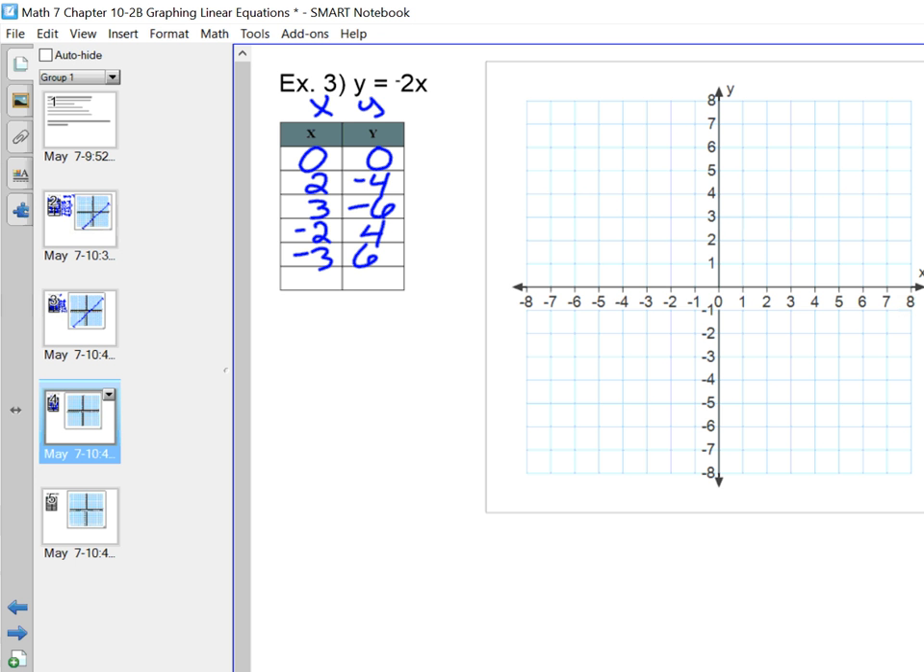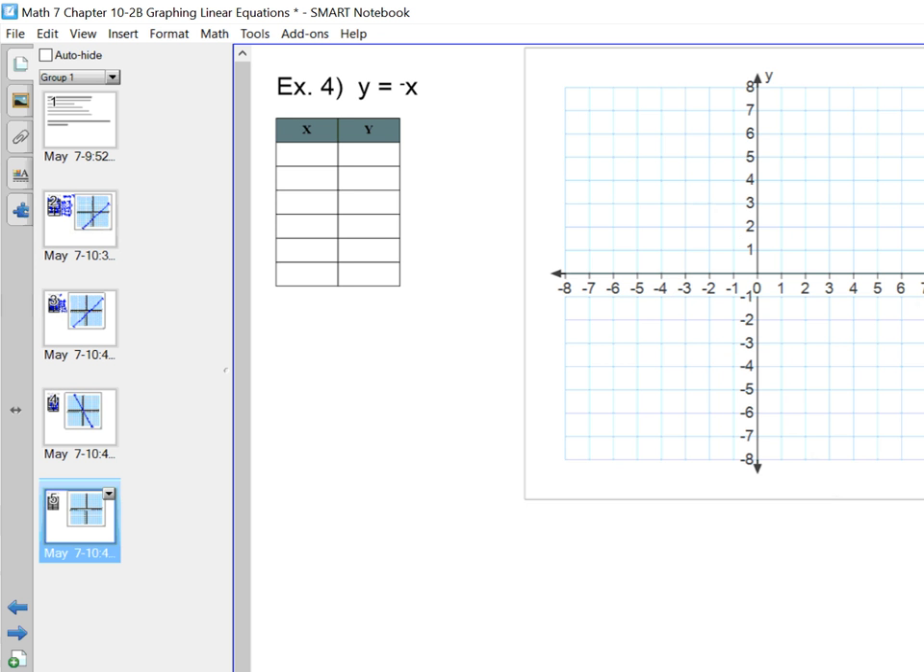Graph those points. 0, 0. 2, negative 4 will be down here in quadrant 4. And 3, negative 6 will also be in quadrant 4. Negative 2, 4, got to be careful. Now I'm in quadrant 2. And negative 3, 6 will also be a quadrant 2 point. And this one I'm going to have a harder time drawing, so I'm going to have to put in a couple of extra points in order to help me graph it. There we go. And again, you'll note I have gone all the way through my quadrant grid.